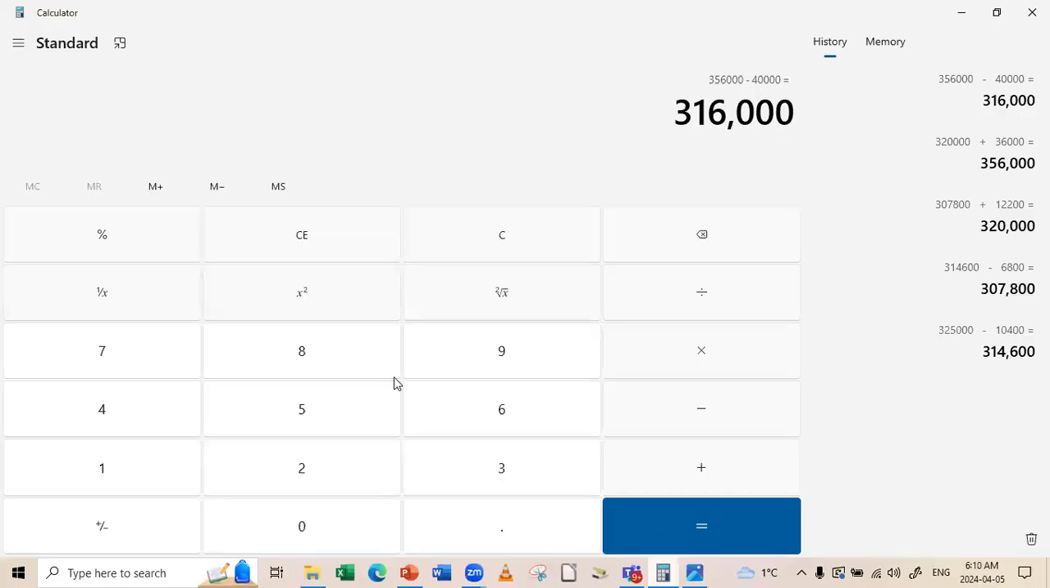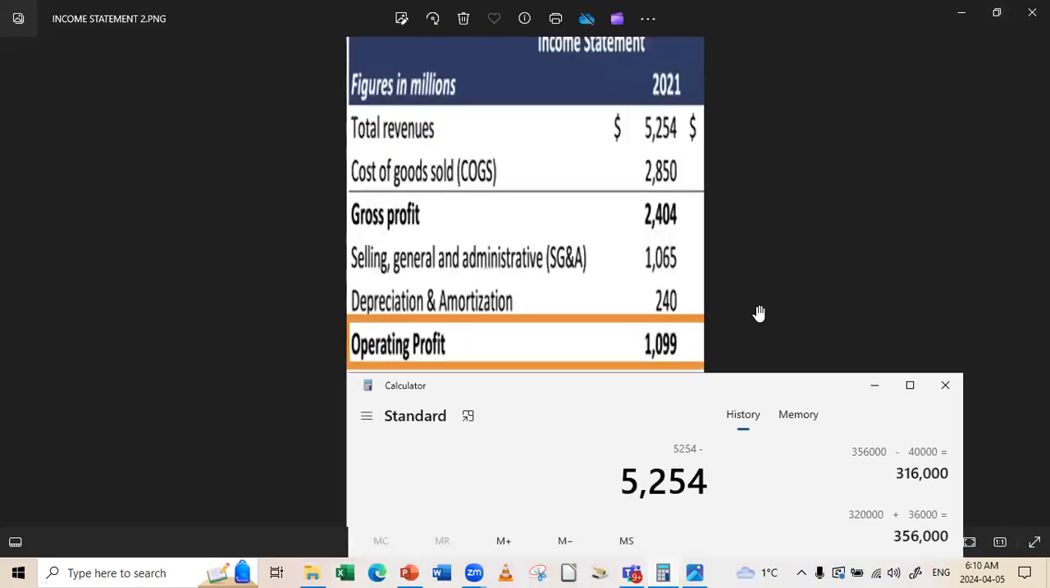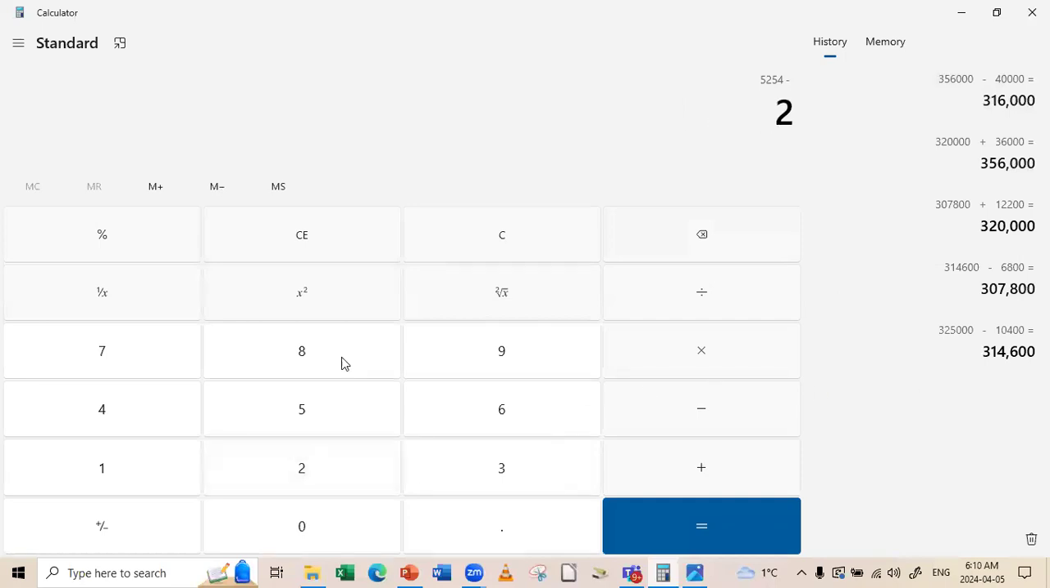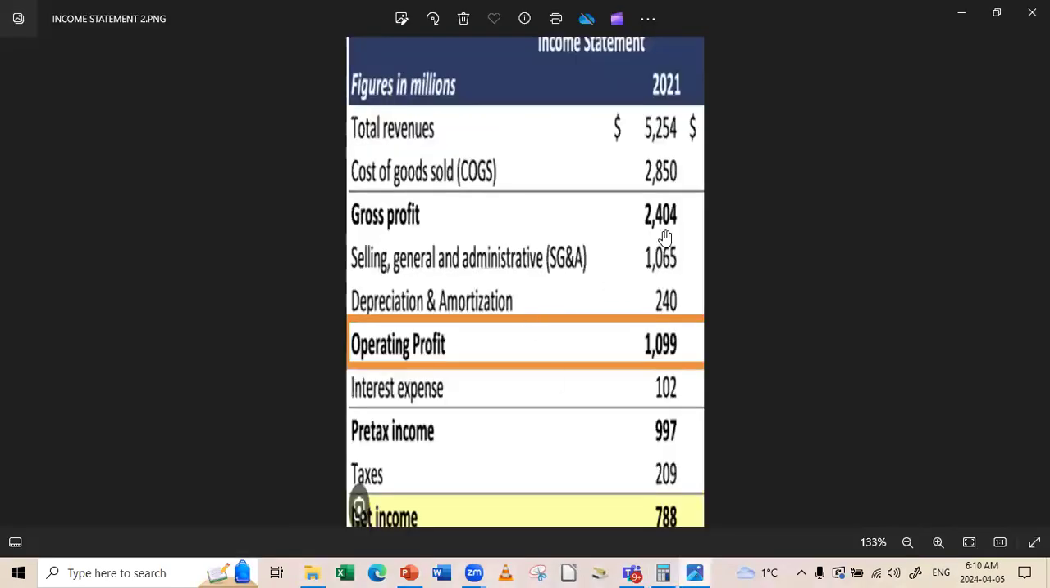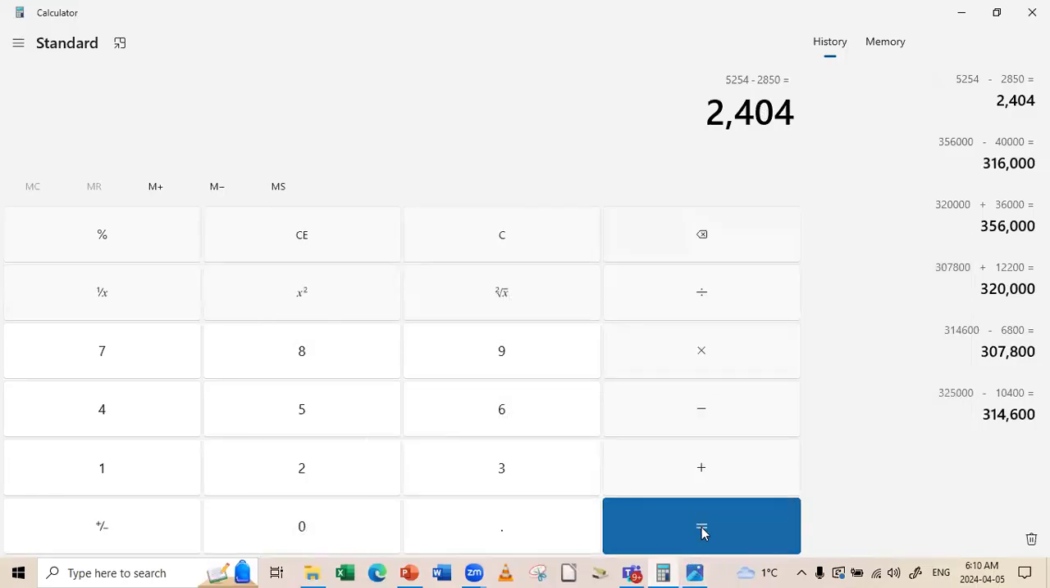Let's go into it and see. Here it is, 5,254 minus 2,850. That will equal how much? 2,404. Let us go and see it. Now it's equal to 2,404, like what you see in front of you here.